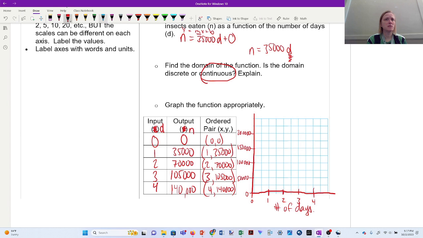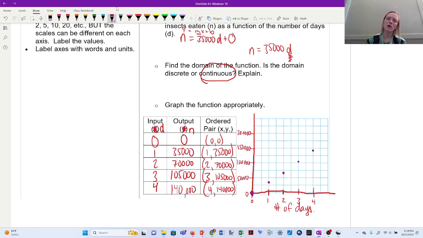Now I'm ready to plot my points. I have a point here at 0, 0, and then I have a point at 1 and 35,000, which is going to be around here. I've got a point at 2 and 70,000, and 70,000 is going to be about here. I have a point at 3 and 105,000, which is going to be about here. And then I have a point at 4 and 140,000, which is going to be about here.